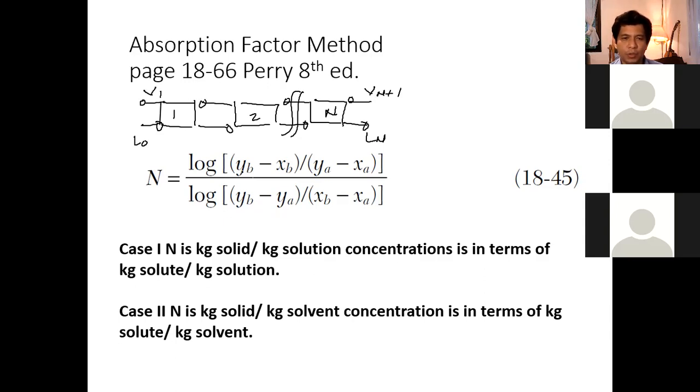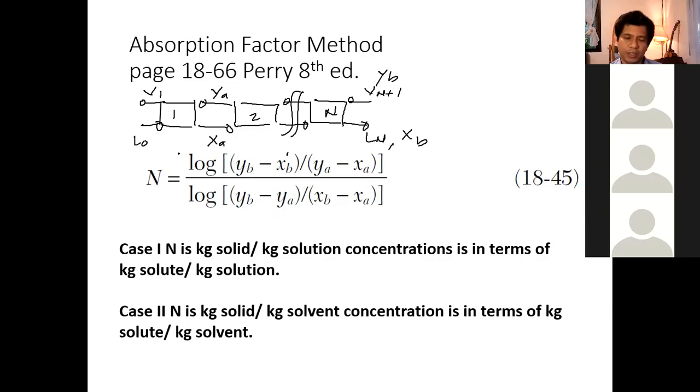Yung YB, this YB refers to the concentration of your solvent. Usually zero lang yan. Tapos yung XB naman refers to the concentration of your final underflow. This one. Tapos yung YA refers to the concentration of the solution coming out of stage number 2, or yung pumapasok sa first stage. So nandito yung YA. Yung XA naman, yun yung lumalabas sa first stage.